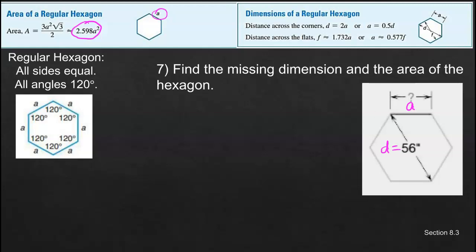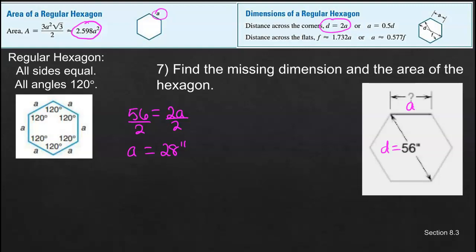So if we use this formula, and our distance is 56, we're going to say 56 equals 2 times A, and we divide by 2 to get A. So A is 28 inches. Right, because our dimensions are in inches. It's a little bit fuzzy there looking at that.